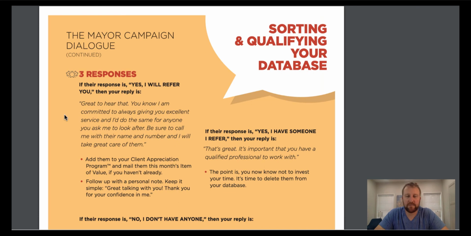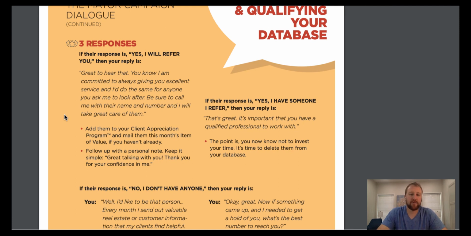So the dialogue is a little bit further up on page 3, but we're going to focus on the responses here. So the dialogue is very simple. If you were buying or selling a home or knew somebody that was, do you have an agent that you would refer them to? Now, you're going to get one of 3 responses. Yes, they would refer them to you. Yes, they have somebody that they would refer them to that's not you. Or no, they don't have anyone. So based off those three responses, you can see that you are going to respond the following ways.